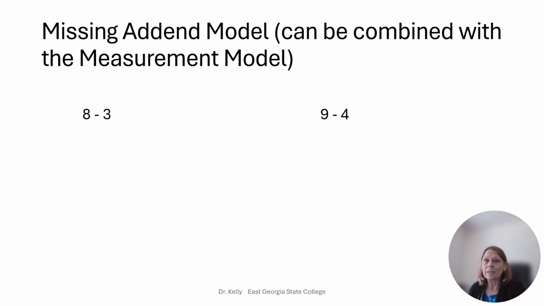The next model is kind of weird, but it actually works pretty good, and it's the missing addend model, which we're going to combine with the measurement model in a minute on one of these examples. Basically it's you thinking about what number you need to add in to get to that next number. And so the way that we handle 8 minus 3 is we say 3 plus something equals 8.